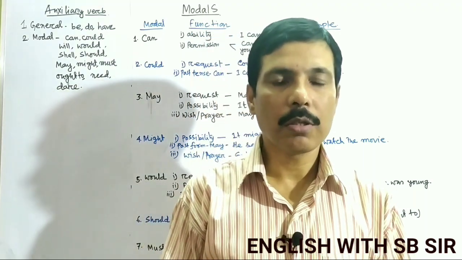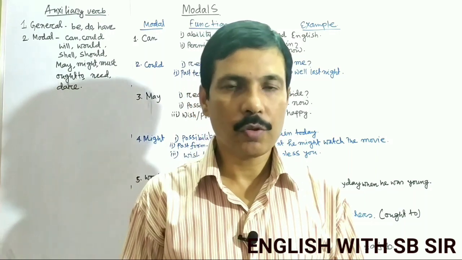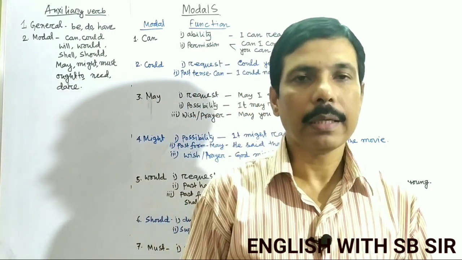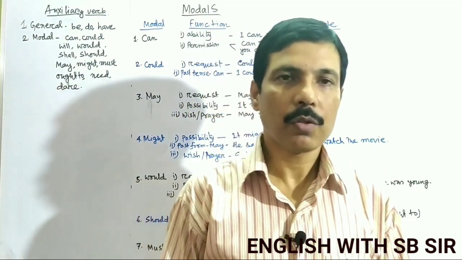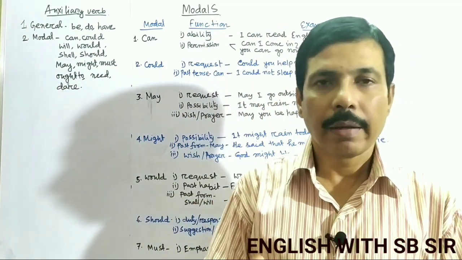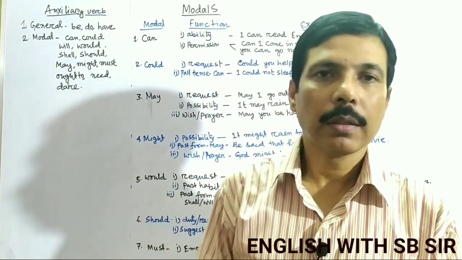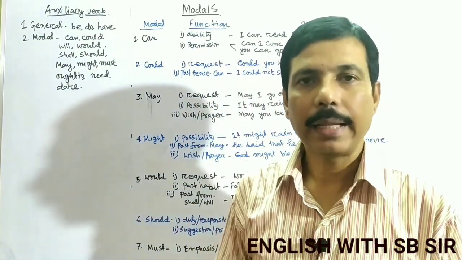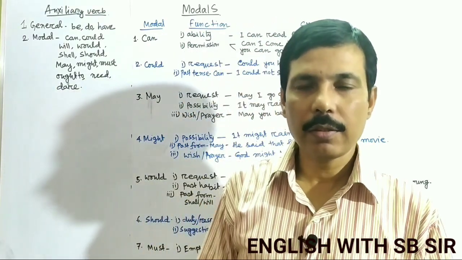We know the auxiliary verbs, the main verb and the auxiliary verbs. Suppose we are speaking. Here speaking is the main verb and are is the auxiliary verb. So we can divide the auxiliary verbs into two parts. One is general auxiliary and the other is modal auxiliaries. What are the general auxiliaries?